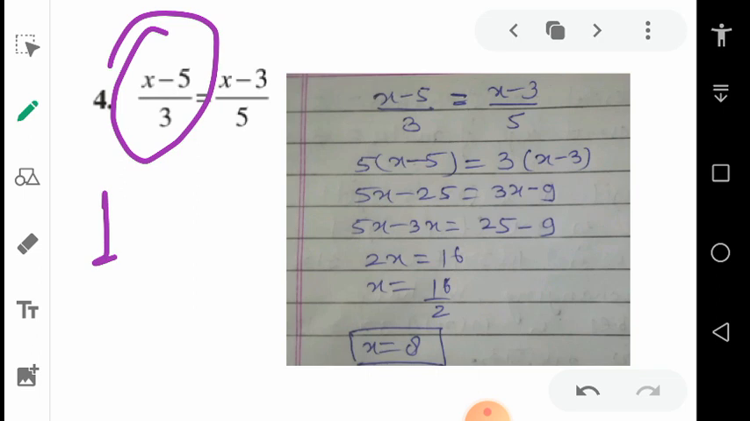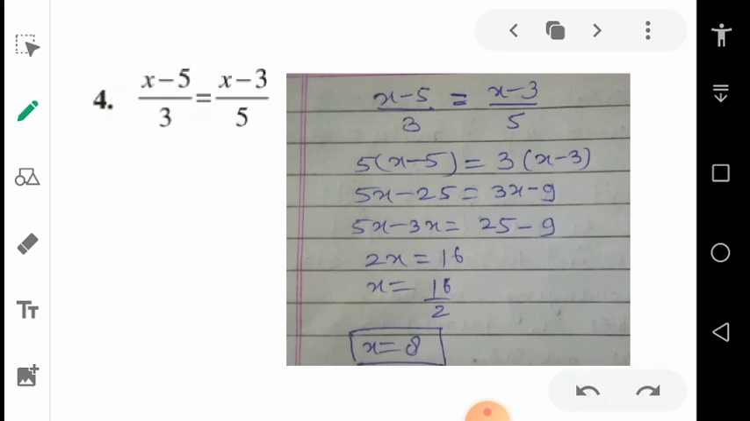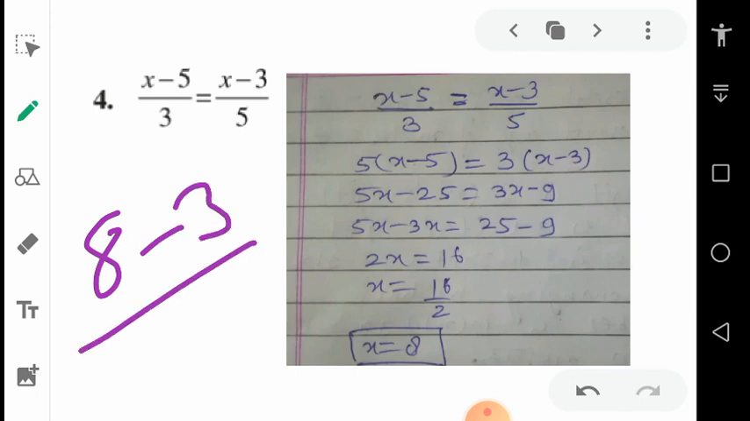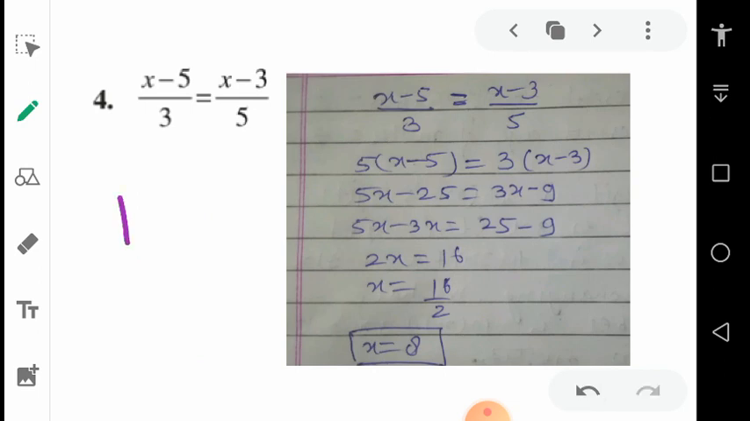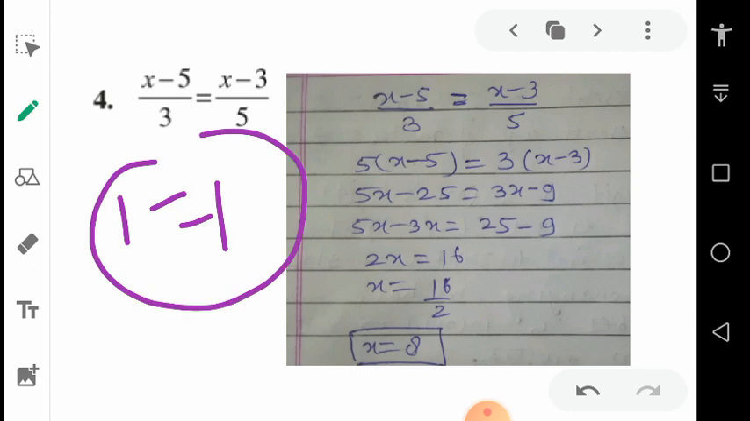Now what about the right hand side? Again put the value of x. Now it becomes 8 minus 3 upon 5. Now it is 5 upon 5. Again it is 1. So we can say RHS is also 1. So 1 equals 1 and this is true. 1 is always equal to 1.